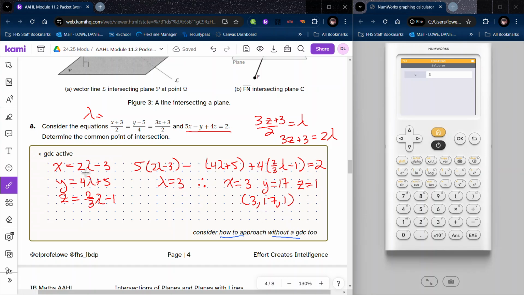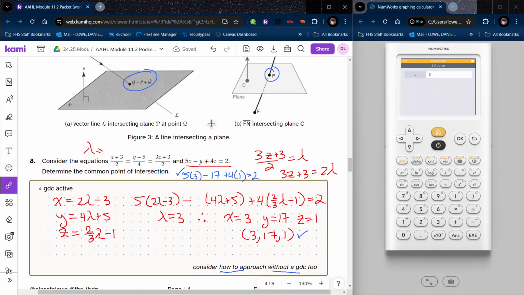Now, of course, we can verify that the parameter we used in the parametrized form of our line works within our plane as well. All right, 5 times 3 minus 17 plus 4 times 1. So that's 15 minus 17 plus 4. That's equal to 2. So we can see that, yes, in fact, that particular point does satisfy my system of equations. So it's just a substitution approach when you have a line intersecting with a plane.